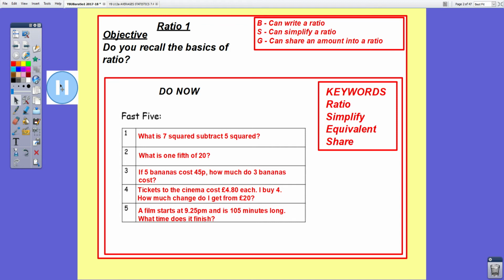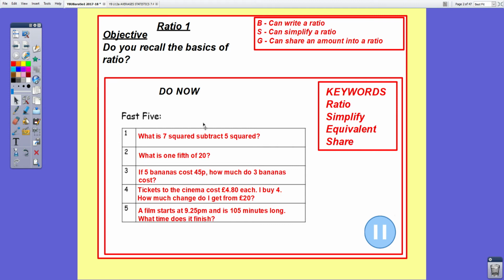Right, so back to the content of today's lesson. Success criteria: bronze can write a ratio, silver can simplify a ratio, and gold can share an amount into a ratio. What we'll be doing is running through the recorded lesson, and after that there will be a worksheet for you to do as well. So without any further ado, a quick fast 5 do now. If we can pause the lesson while you have a go and play when you're ready to mark them.